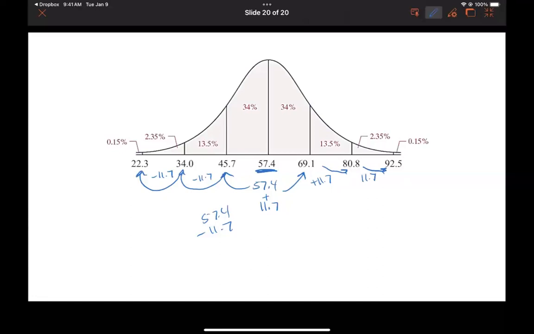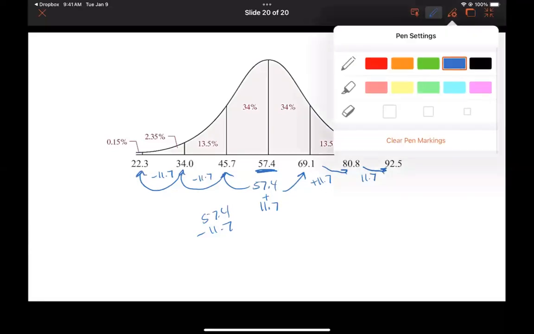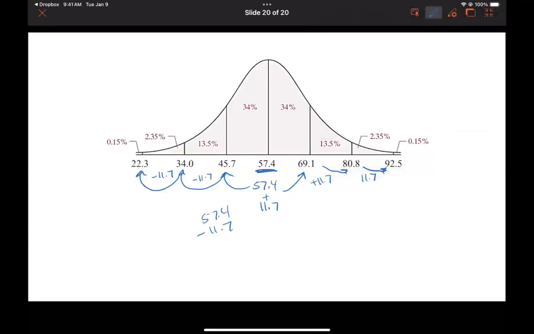I'm going to erase all of my writing. I'll give you a second. I don't want all that on there. It's just ugly. So this is the rule: on the right of the middle number you add, and on the left you use a negative, correct? Yeah, exactly. So you subtract to the left and you add to the right. And this is specifically for the empirical rule.